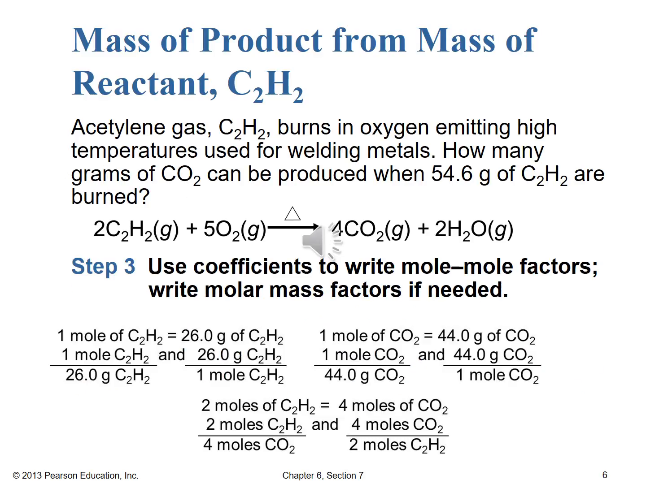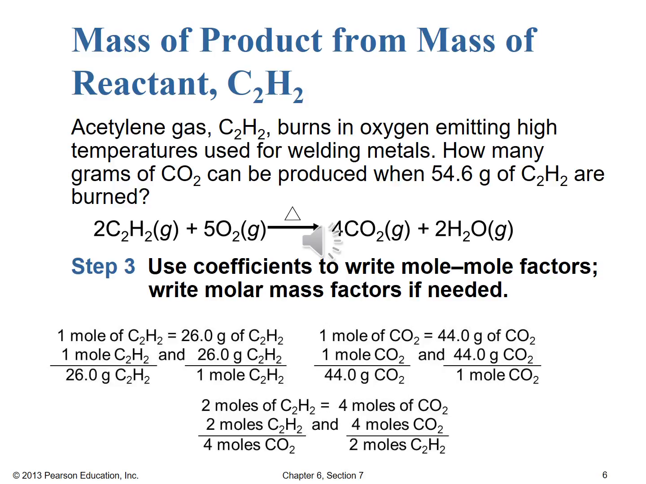Now here in step 3, we'll use those coefficients to write the mole-mole factors, and we'll also determine those molar masses that we need. For the molar mass of acetylene, there are 2 moles of carbon atoms and 2 moles of hydrogen atoms, and that gives us a total of 26.0 grams for 1 mole of C2H2. For carbon dioxide, we have 1 mole of carbon atoms and 2 moles of oxygen atoms. When we sum those values up correctly, we should end up with a molar mass of 44.0 grams for 1 mole of carbon dioxide.